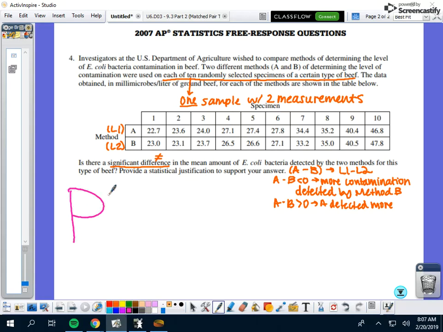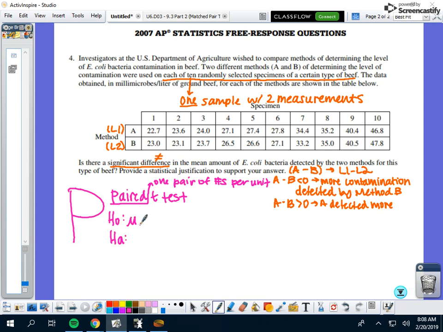Procedure: paired t-test. You want to have this word paired because we have one pair of numbers per subject, or experimental unit, I should say, actually, since it's not a person, per unit. Okay, then we start with our H0 and HA.